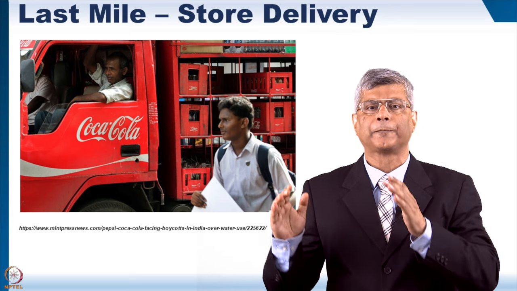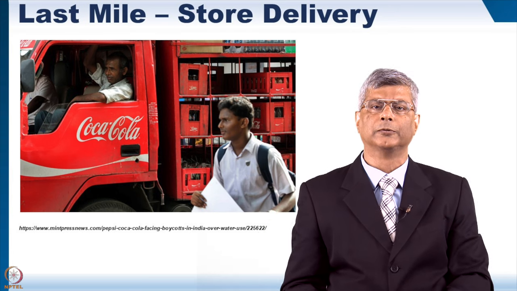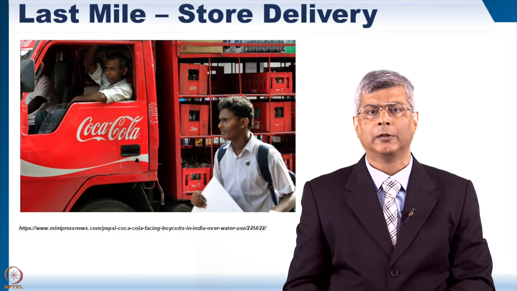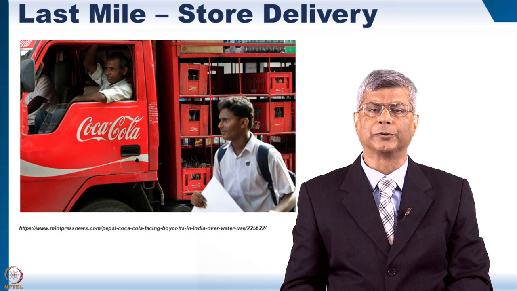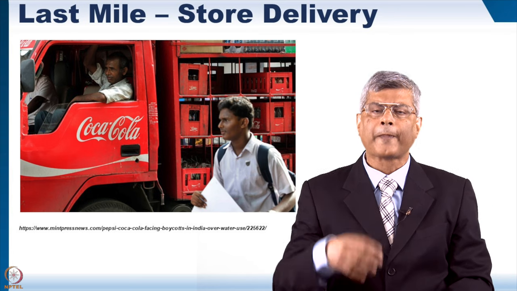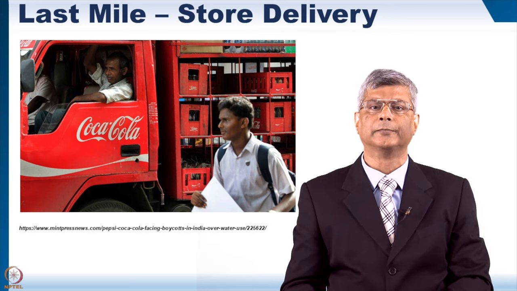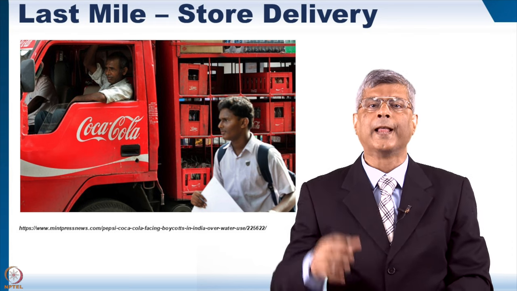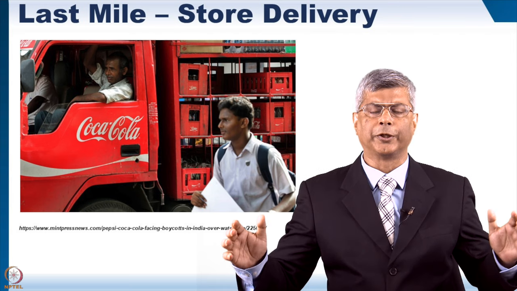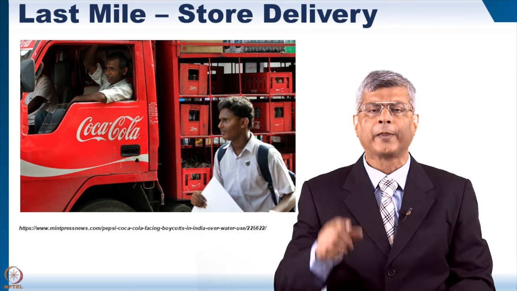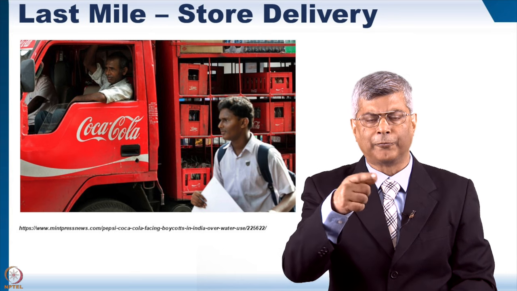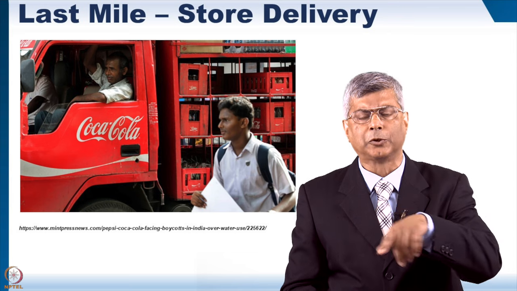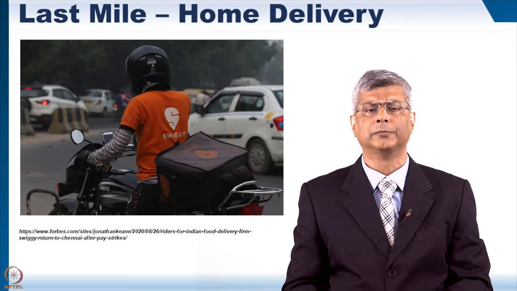So far, I've talked about movement of large volumes of goods, bulky items. But there's also something called the last mile, which is the delivery to your house or my house. And these are not large bulk. These are in smaller lots. So you have a picture here of a store delivery. A store will not buy a whole container or a shipload or a plane load or a truckload. Your neighborhood store will probably buy a few cases or a few bottles of Coca-Cola. And this is how the goods will get delivered to your neighborhood store.